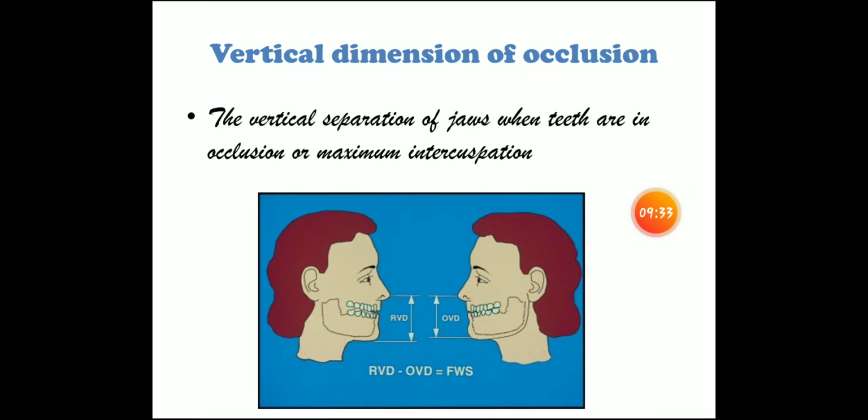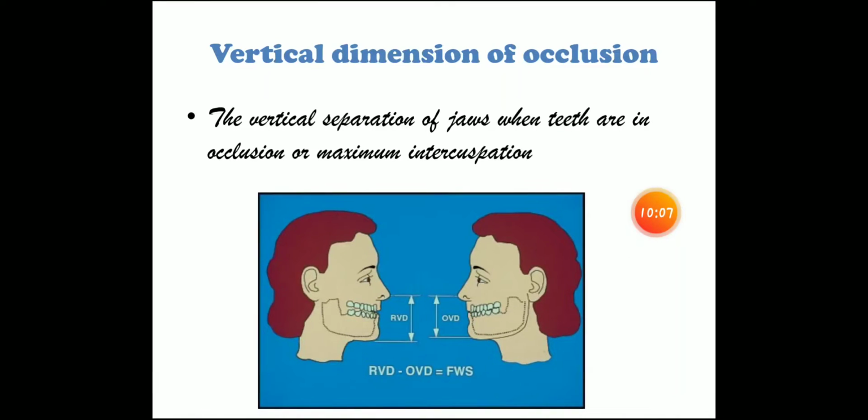We already said that in the VDR position there is a slight gap. So which do you consider as more? VDR is more than VDO. If you subtract VDO from VDR, it gives the freeway space, which is normally 2 to 3 mm. Okay, that is called the freeway space. And there is one more point in this. There is another space that is also considered, besides the freeway space discussed here.